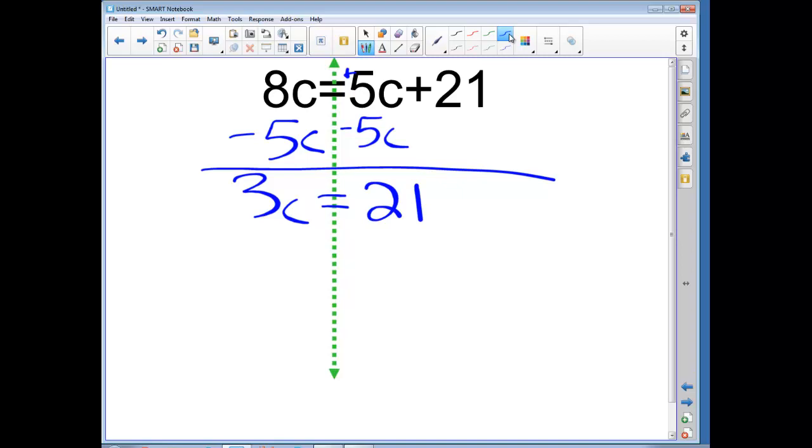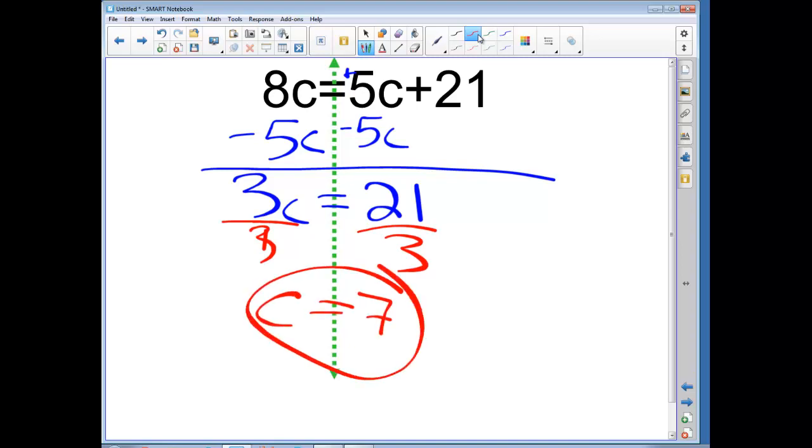Okay, get rid of the 3 here in front of the coefficient. Multiply by its reciprocal, so multiply by 1 over 3, or in this case you can just divide by 3. Divide by 3, c equals 7. Again you can go back, take your 7, plug it into the original equation, solve, and get the same answer. The left will be equal to the right.